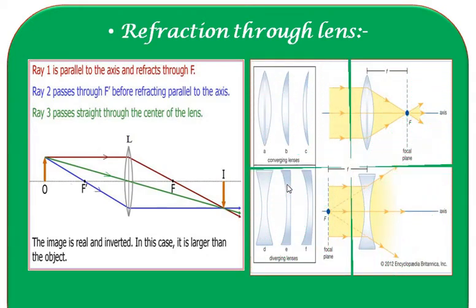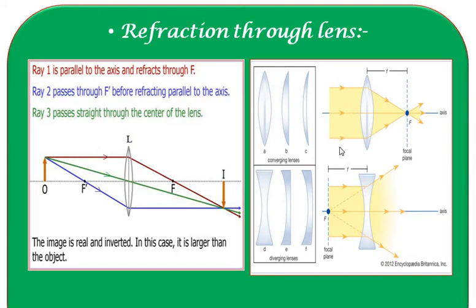We have seen the different types of lenses. These are the convex lenses, called converging lenses, and these are the concave lenses, called diverging lenses. This means rays are diverged by this type of lens, and these are converging, meaning the incident rays are converged using this type of lens, and we get the image of the object.